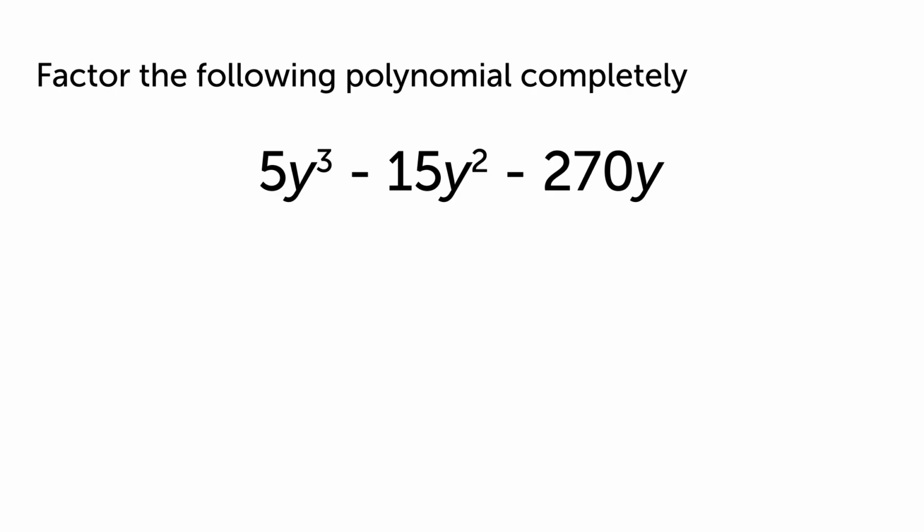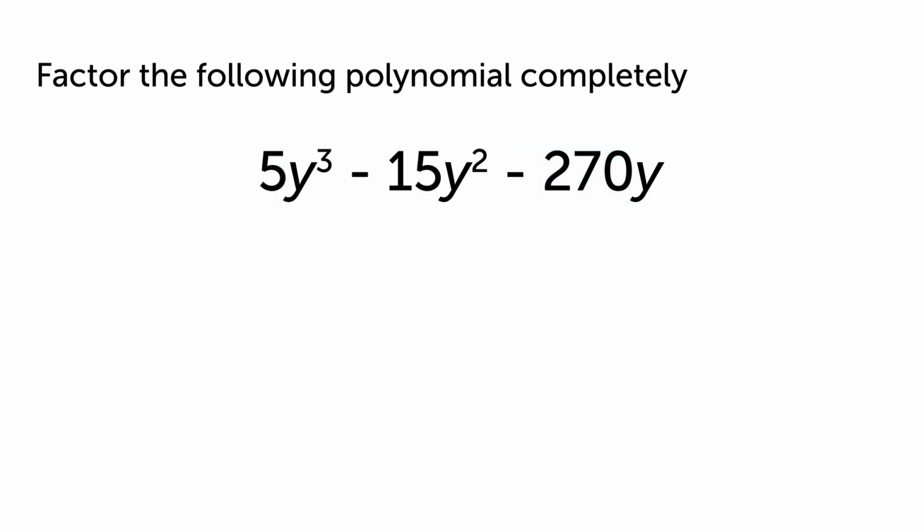There is something else we should always pause to look for first. When factoring any polynomial, we should check to see if there is a greatest common factor, or GCF, that all the terms have in common. In each of the three terms, doesn't it look like there is at least one y factor that can be pulled to the front? But what about the coefficients? Is there a number that evenly divides 5, 15, and 270? And when we find that number, is it the biggest possible number we can use?